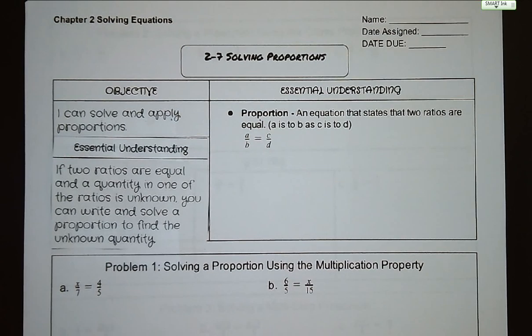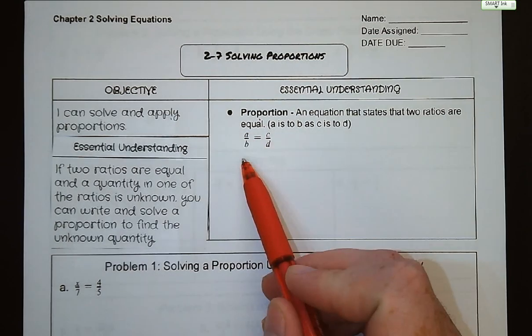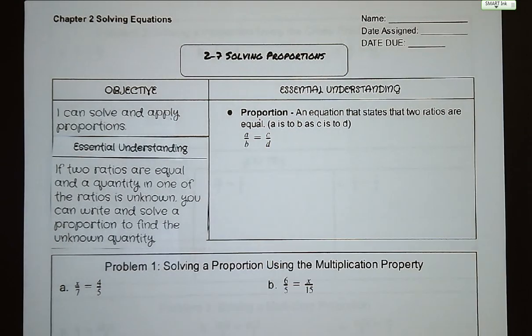So a proportion is an equation that states that two ratios are equal. A is to B as C is to D. We write it as two fractions, A over B equals C over D. We're going to learn about the strategies used to solve these proportions.